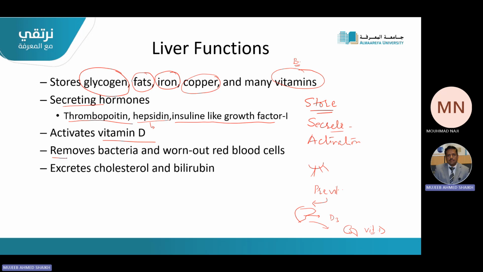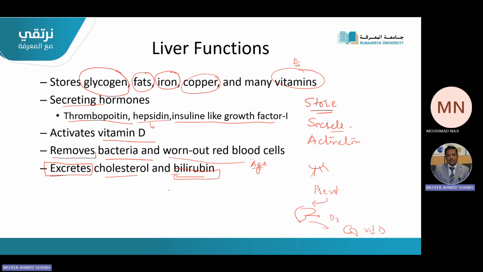It also removes the worn out RBCs, the RBCs which have aged, those which become older than 120 days or maybe more. When they are broken down, they are removed from the circulation by the liver. As well as that, some of the bacteria in the circulation will be removed by the liver. It also has an excretory function. What will it excrete? It will excrete cholesterol and bilirubin. Remember, this is very, very important. Bilirubin is excreted by the liver.